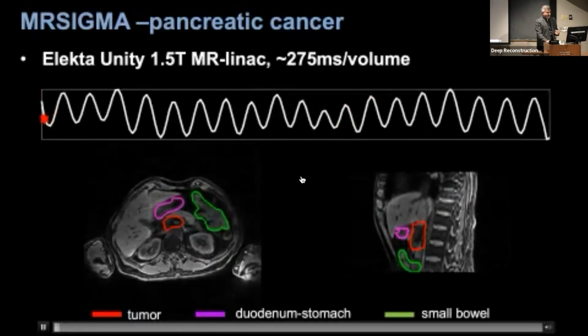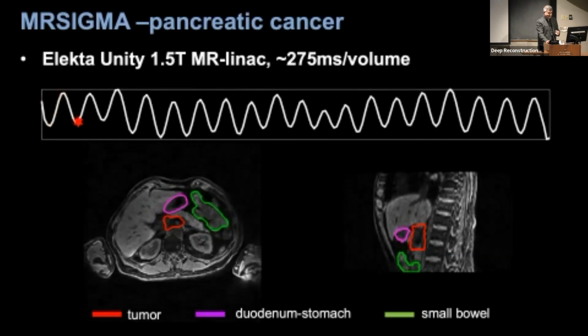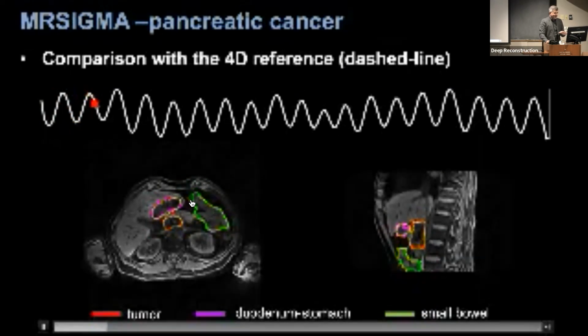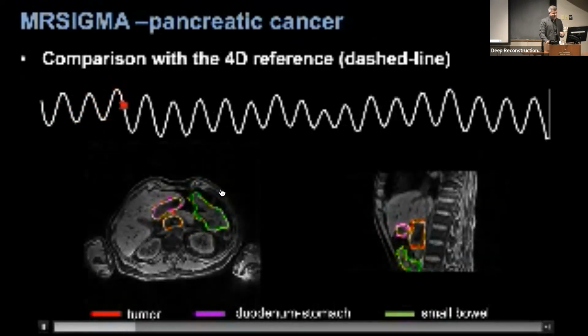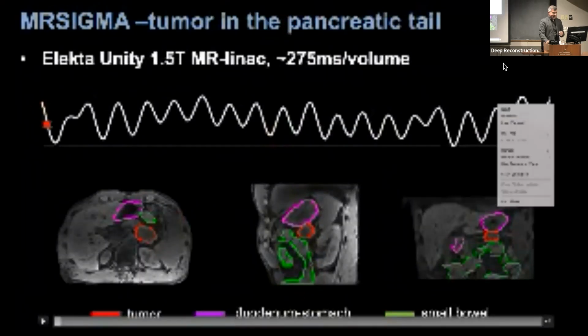And this is showing, see, I can move to the next. All right, there you go. So this is showing here an overlay with the reference. So it looks like we're doing a good job in terms of tracking and some quantification.